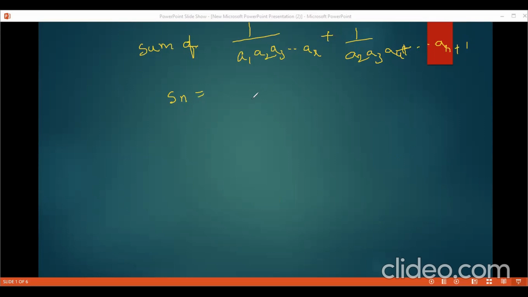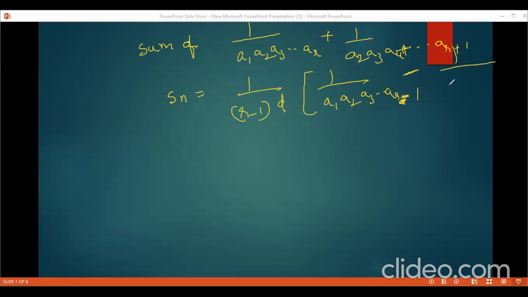Then what is the formula for that? The formula is 1 by r minus 1 into d times 1 by A1, A2, A3, so on A r minus 1, minus 1 by A1, A2, A3, so on n minus r minus 1. Why? Because V naught minus Vn. Yes, V naught minus Vn. Okay.